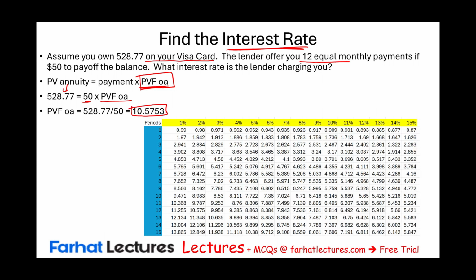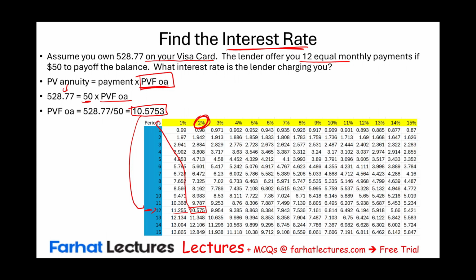Now, we know the period we are given is 12, so we go down to the table here, 12 periods, and we go across to the closest thing to 10.573. If we go across, we notice 10.575 is basically the same as 10.573. So they're charging you 2% interest on this loan. Remember, this interest is monthly.